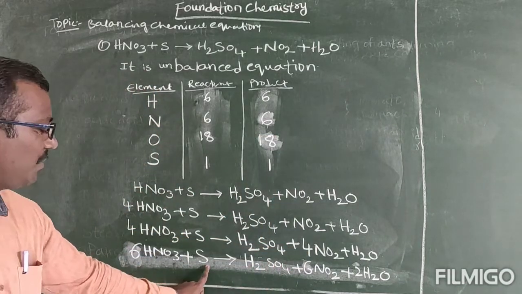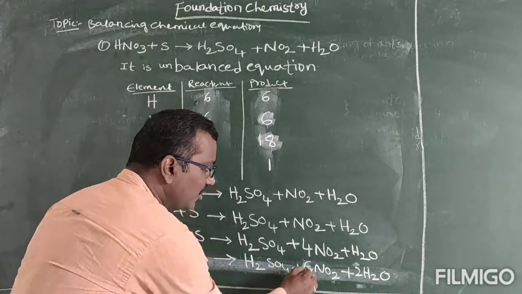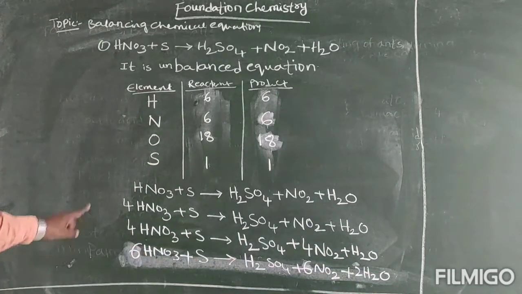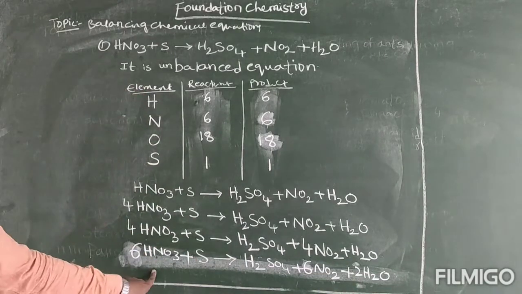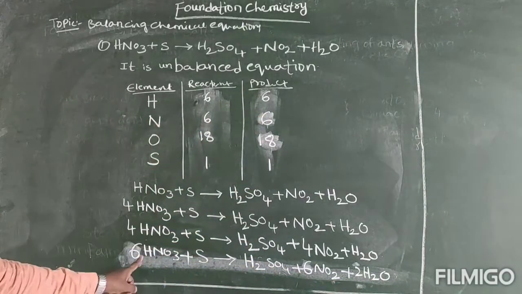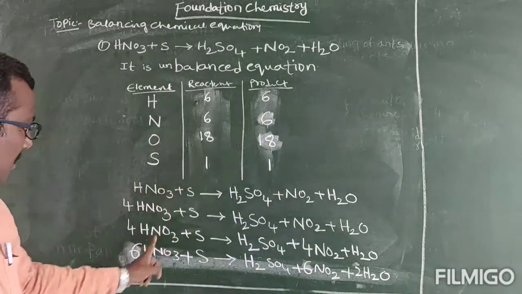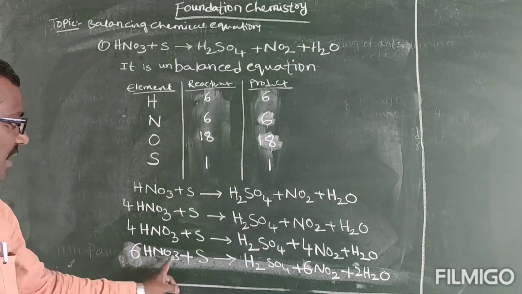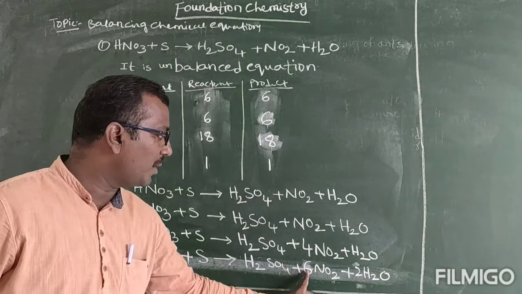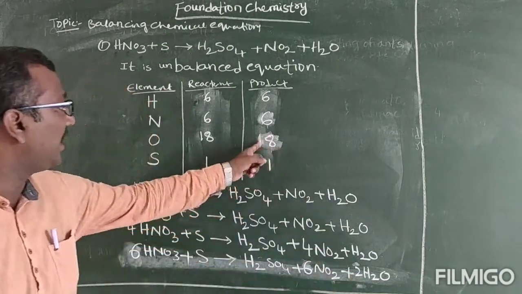6 HNO3 plus S gives rise to H2SO4 plus 6 NO2 plus 2 H2O. You can check it. 6 hydrogens, 2 2s are 4 plus 2, 6 hydrogens. Nitrogens 6, here also 6. Next, oxygen, 6 3s are 18. 4 plus 6 2s are 12 plus 4, 16 to 18.